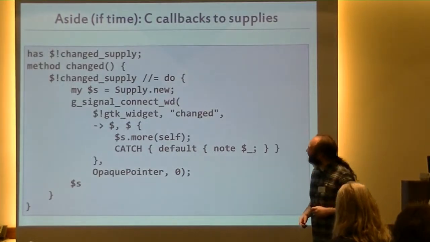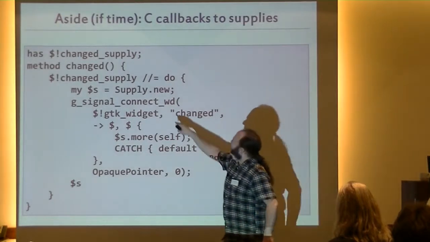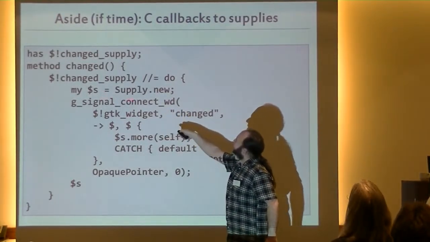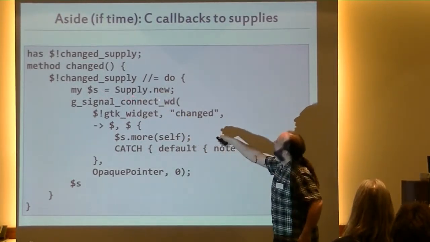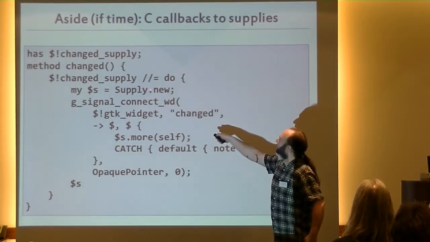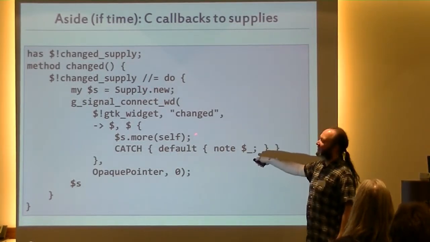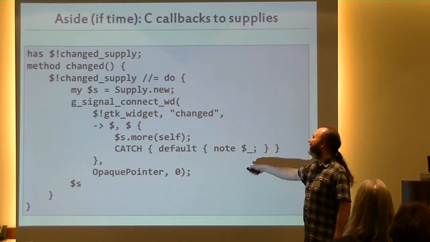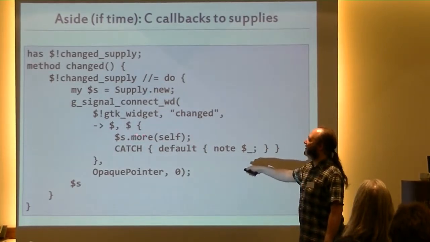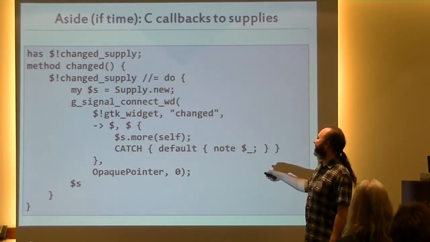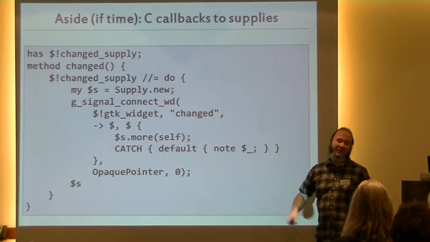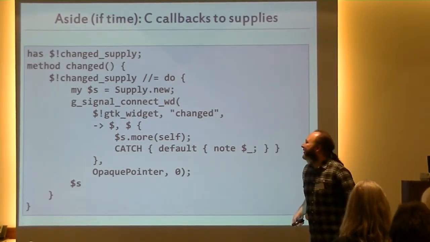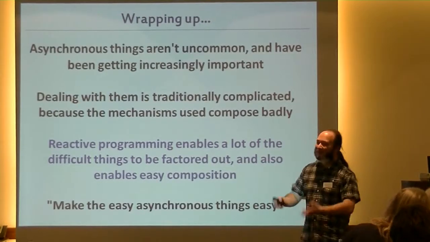But what we actually do is we go and call GTK's signal connect thing, and here we actually produce a supply, and every time we get this C callback from GTK, we just put the value into the supply, and if there's any errors, well, no, we just move them, but we could do something smarter than that. Okay, so let me wrap this up a bit.